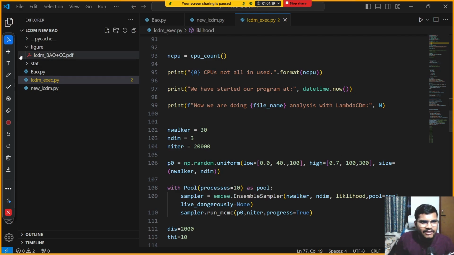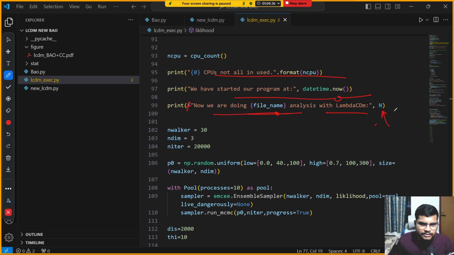I have defined various things. You don't have to, but I just defined what my CPU is, at which time I started, and what my file name is, so that I'm not writing everything every time. Just say F, write my file name, and the total number of analyses, because I do a lot of analysis and keep forgetting which thing I am doing. That's why I'm using these locations, to basically understand what I am doing.